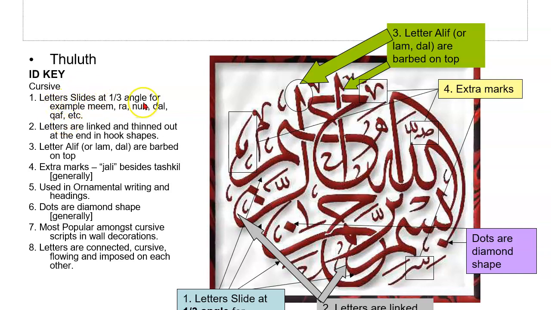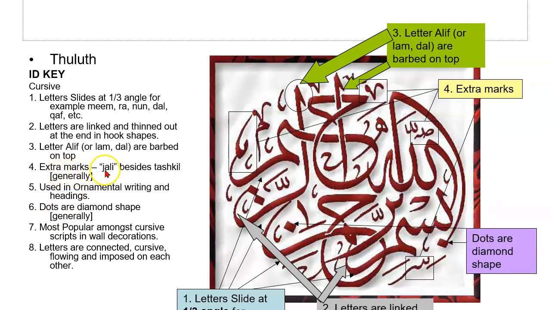Letters slide at a 1/3 angle, for example, mim, ra, nun, dal, and qaf. Letters are linked, that's a big thing, and thinned out at the end in hook shapes. Like if you look at it, they become thin. There's more style to it, right? So you see thin and thick.